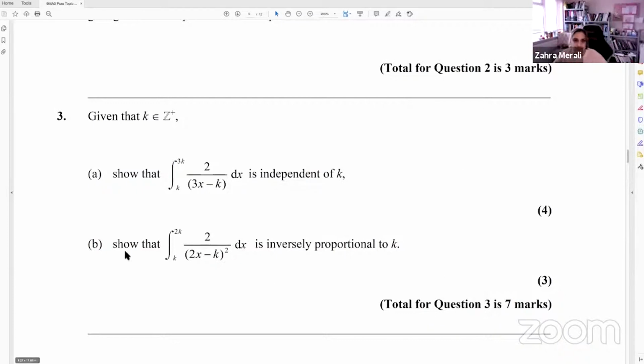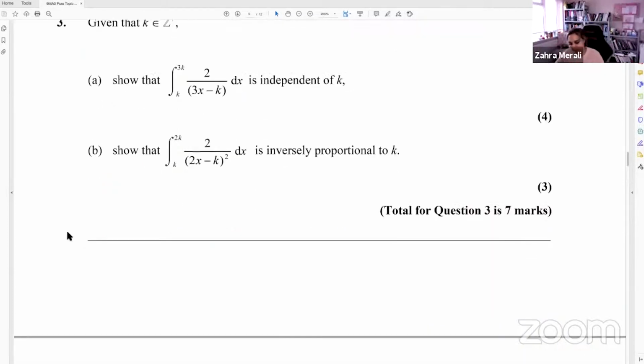Right, next one, show that P is inversely proportional. So let's first rewrite this in indices form because it's not a 1 over. The biggest mistake students sometimes make when it's over x squared is they write it like that and think, oh, it's ln x, I know 1 over x. It's not ln x, because it's to the power of -2. When you add 1 to the power, you get -1.